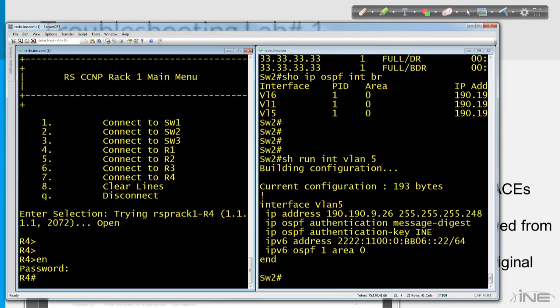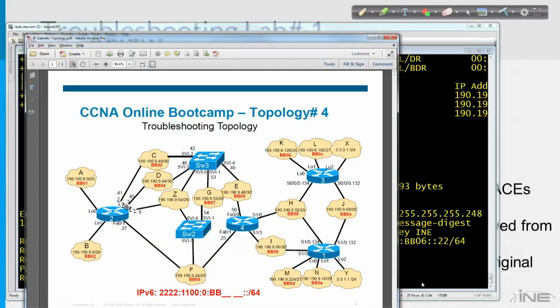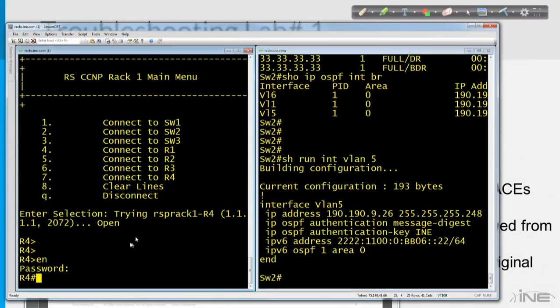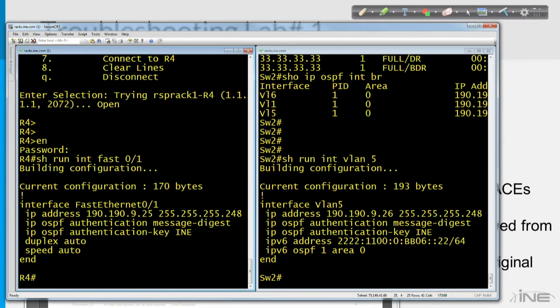So interface VLAN 5. Looking at our topology diagram once again, what I need to focus on router 4 is, if I'm concerned with the neighbor relationship between switch 2 and router 4, then I'm talking about this right here. So I want to look at its FastEthernet 0/1. Show run interface FastEthernet 0/1.